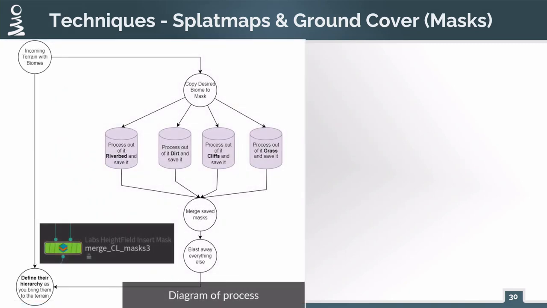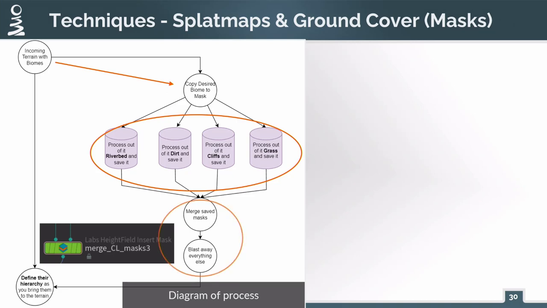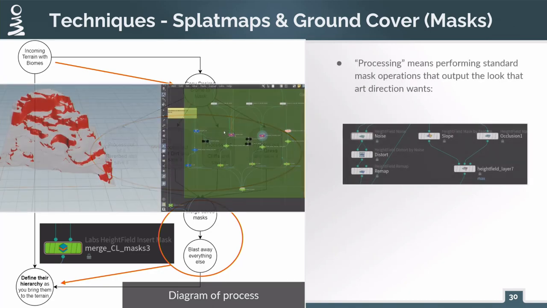In terms of ground cover and splat maps, I have for both this process where we've generated our biomes, so we have a mask for that. Out of it, we can start cutting out and processing some of the features of the terrain, such as the riverbed, the dirt, the cliffs, the grass. We merge all these results and blast everything that isn't those masks. And finally, we bring it back to the terrain with the Labs tool, which I'm using quite extensively. This one just makes your networks a lot cleaner, I found.